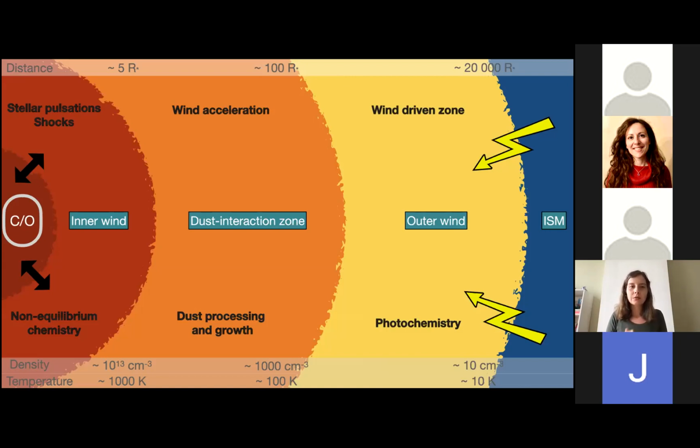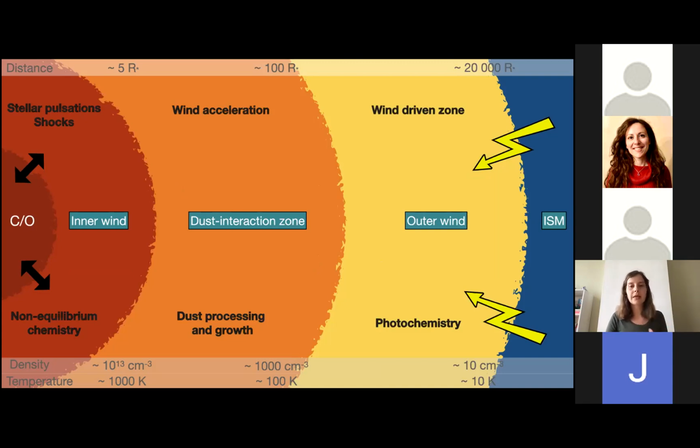Throughout the outflow, chemistry and dynamics are closely coupled, and we can distinguish three main regions, each characterized by their own chemical and dynamical processes. In the inner winds, the chemistry is taken out of equilibrium because of shocks caused by stellar pulsations. Then a bit further out, dust is able to condense from the gas phase, and it's here that the outflow is launched. In fact, it's the micro-scale chemical process of dust formation that launches the macro-scale outflow. And then finally, in the outer winds, the density is low enough for interstellar UV radiation to penetrate this region and cause a very rich photochemistry.